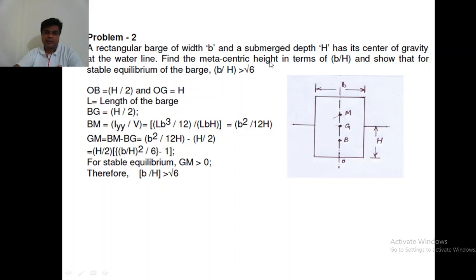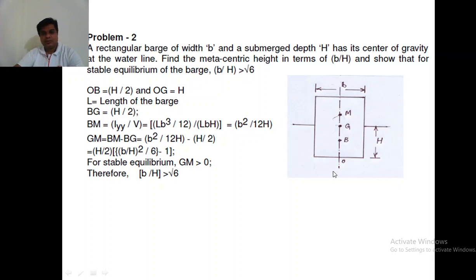We have to find the metacentric height in terms of b and h, and show that for equilibrium of the barge, b by h will be greater than root 6. Anyway, it's only mathematical calculations, so you can get the mathematical relationships. Since h is given, we relate the distances OB, BG, GM with respect to h and b, so that we can arrive at this equation.